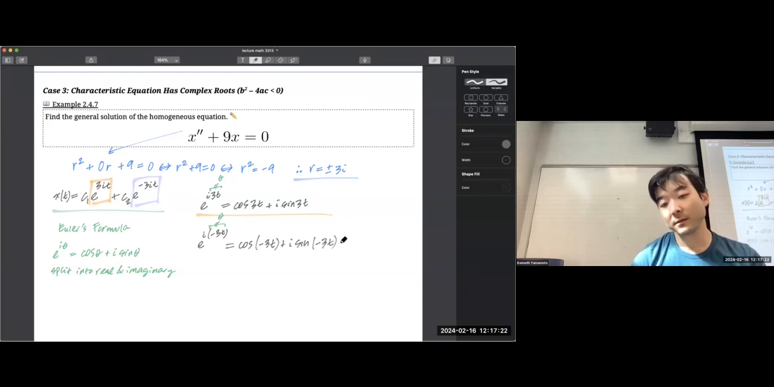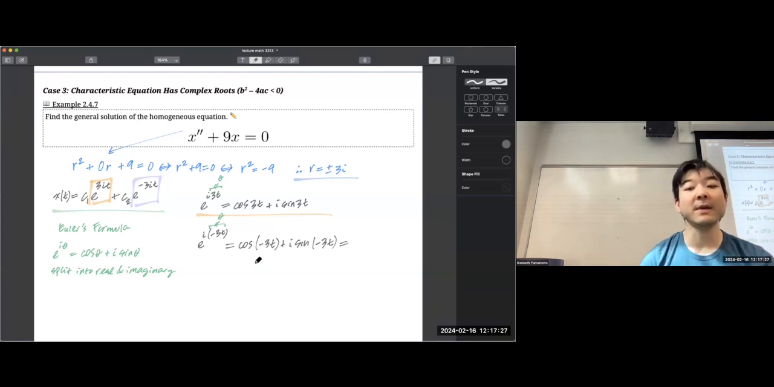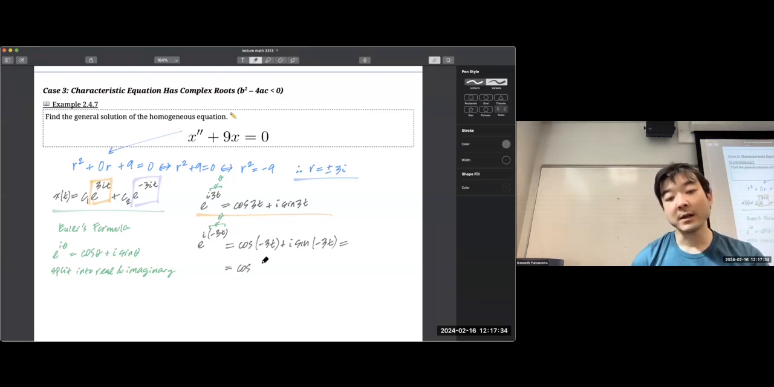And I think what you were saying is that eventually this should be just the same as cosine of 3t minus i sine of 3t. And it will be because cosine is an even function. So an even function lets you just drop the minus sign inside. And then sine is an odd function, so you could take the minus off here, but then you have to subtract. This is the property of sine and cosine, that they're even and odd functions.